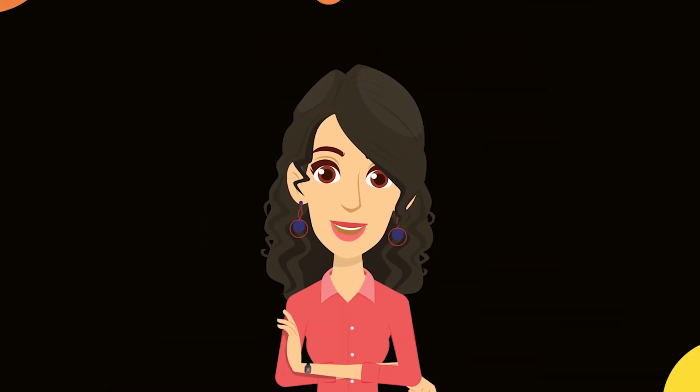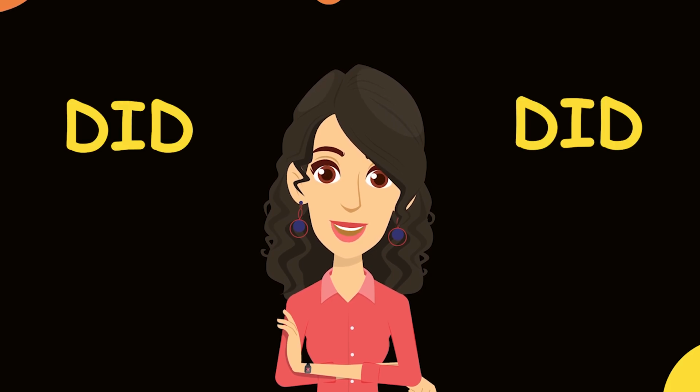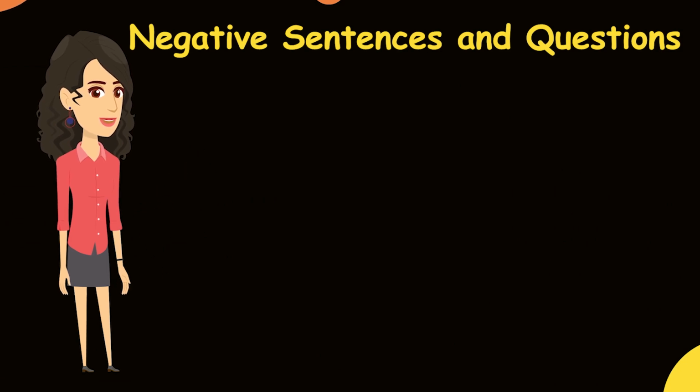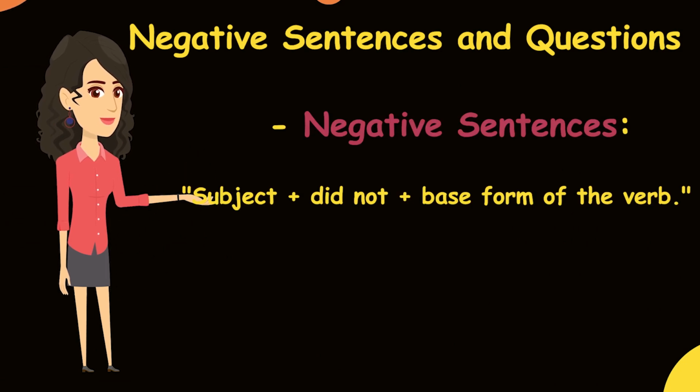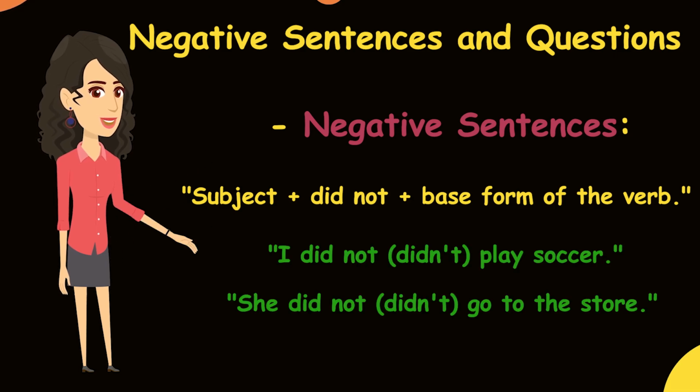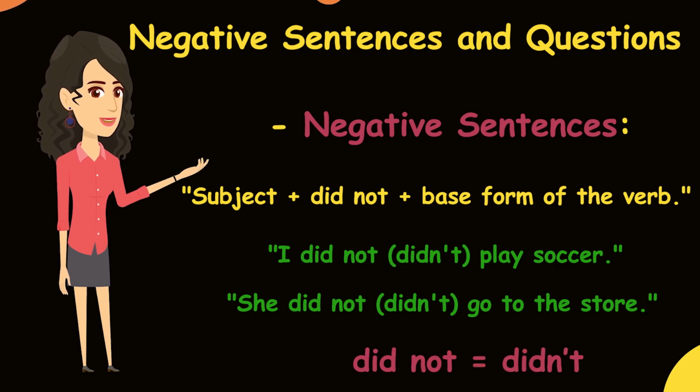Let's talk about negative sentences and questions. In the simple past, forming negative sentences and questions requires the auxiliary verb did. Let's have a look together. Here is the structure of negative sentences: subject plus did not plus base form of the verb. Example: I did not play soccer. She did not go to the store. Remember, the contraction of did not is didn't.